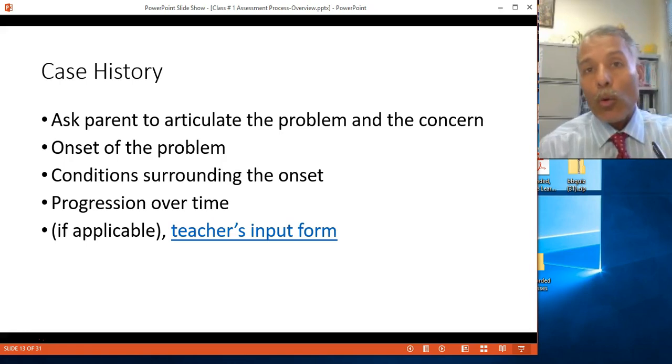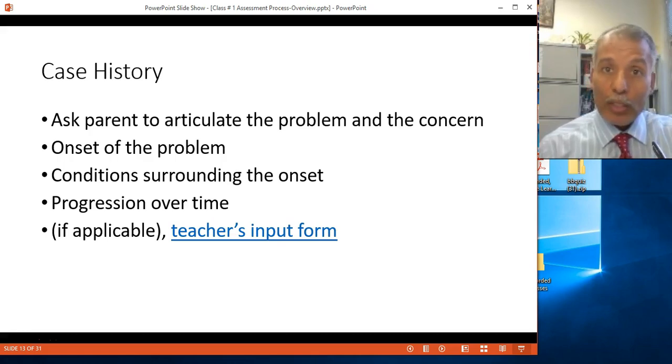So this is our goal. And if you know that, that's going to mean a lot for the intervention piece. You also need to know the progression of the condition over time. Is it becoming worse? Does it go up and down? Does it vary? And so on.